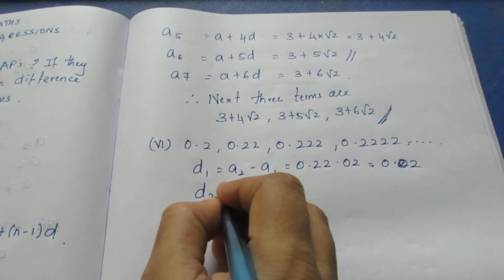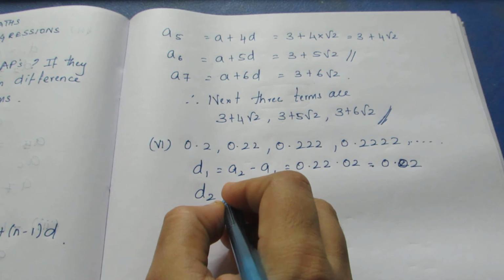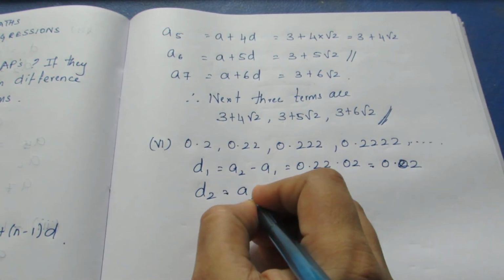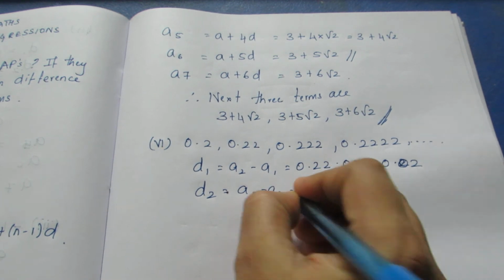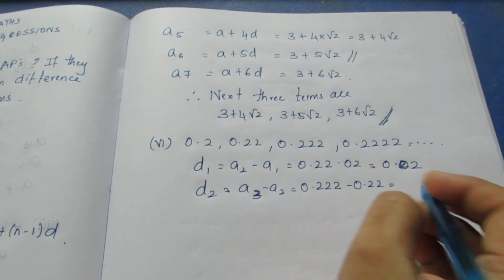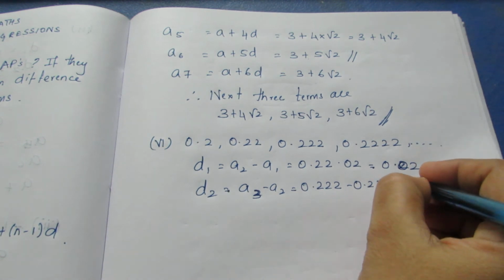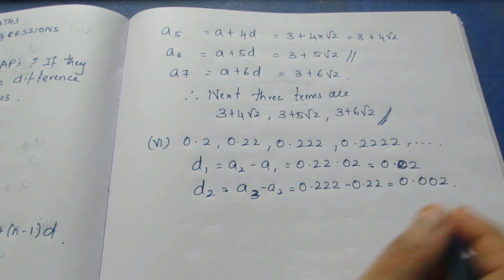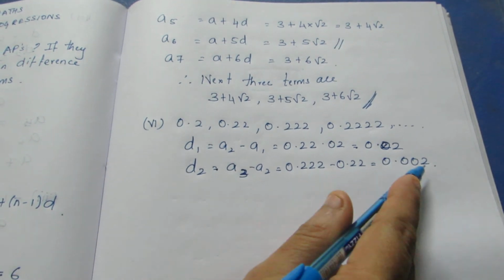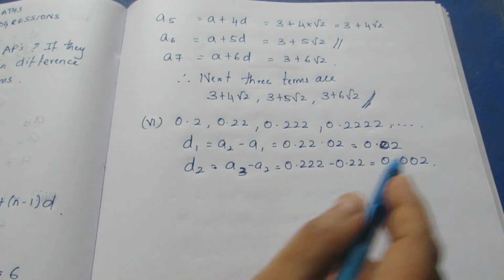We'll find D2. D2 is A3 minus A2, which is 0.222 minus 0.22. Here 0.002. You subtract and check in the rough column if you don't know directly. If you don't know, just do it in the rough column and check.